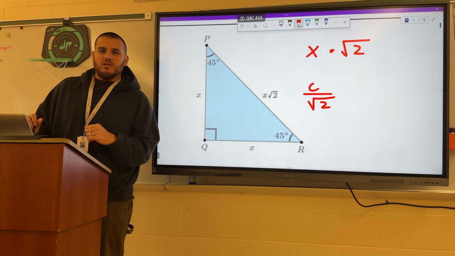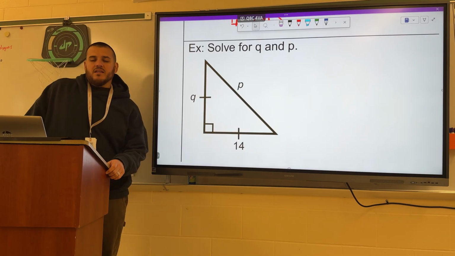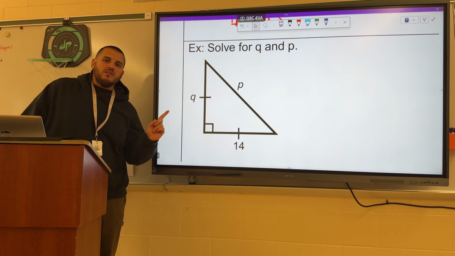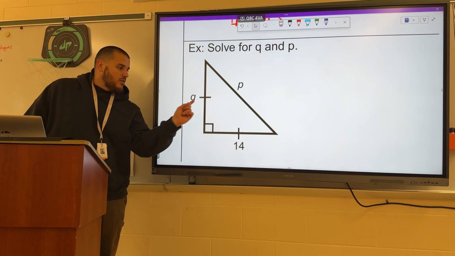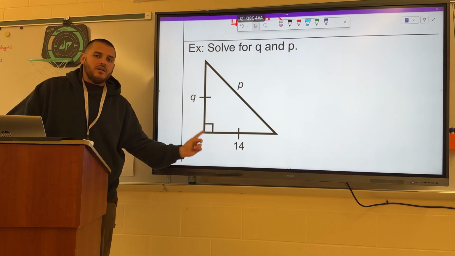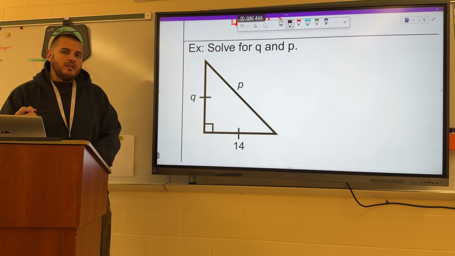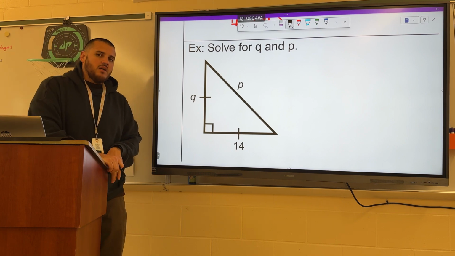All right, let's see how that works in practice. The first thing to recognize here is that this is an isosceles right triangle. The only way this can be isosceles is if these two angles are congruent and our two legs are congruent, which are obviously marked for us. And that means it has to be a 45-45-90 triangle.